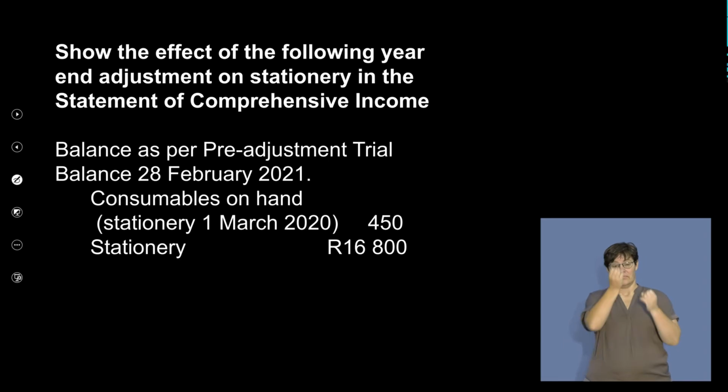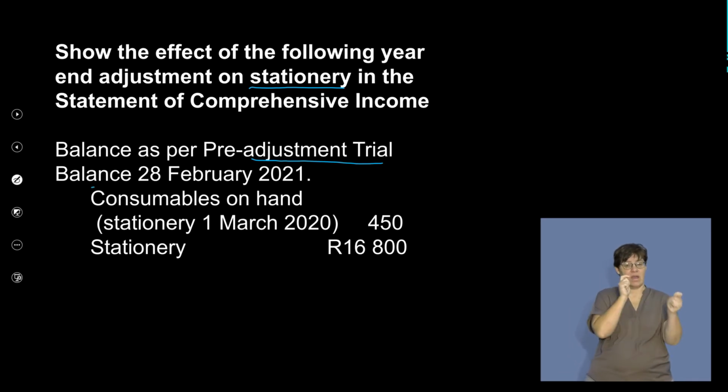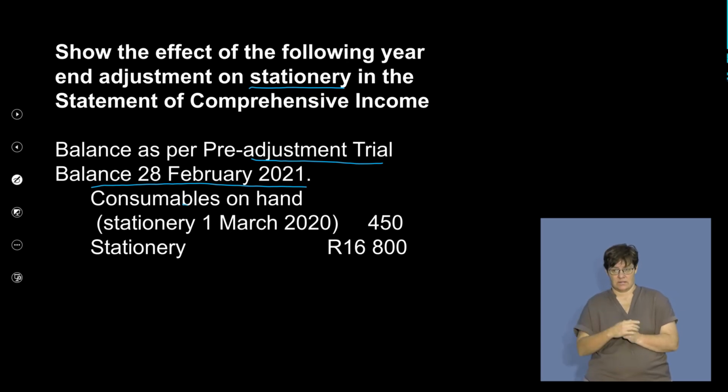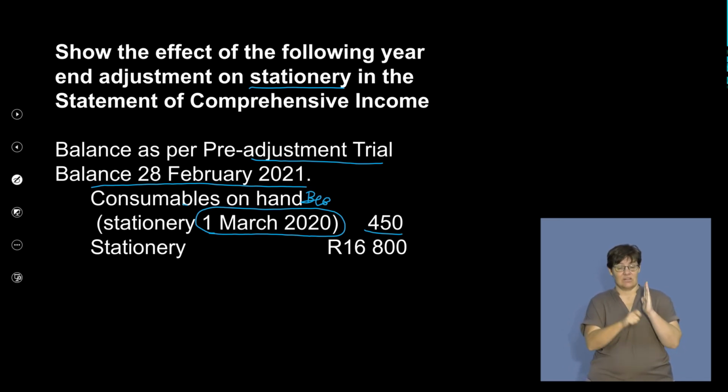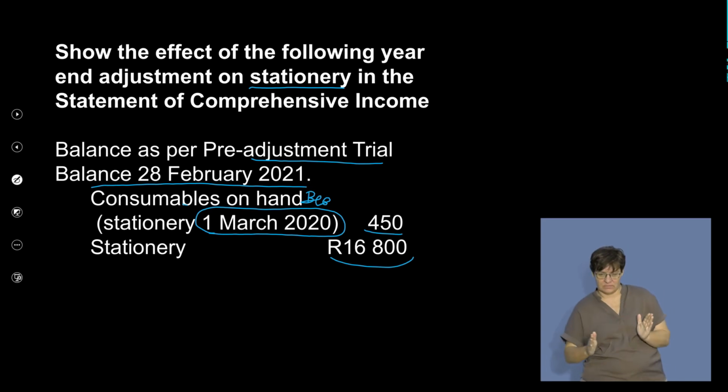Right, so the information that is given to me, I'm required to show the effect of the following year-end adjustment on stationery in the statement of comprehensive income. I'm given a balance as per the pre-adjustment trial balance at the end of the year, 28th of Feb 2021. Then I've got consumables on hand, stationery, 1st of March 2020, so obviously at the beginning of the year, there is stationery on hand, 450 Rand. Then stationery that was purchased in this financial year, an amount of 16,800. So let's read on.